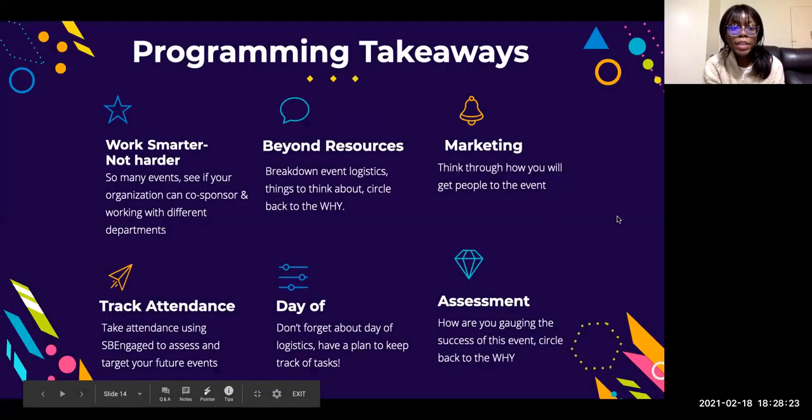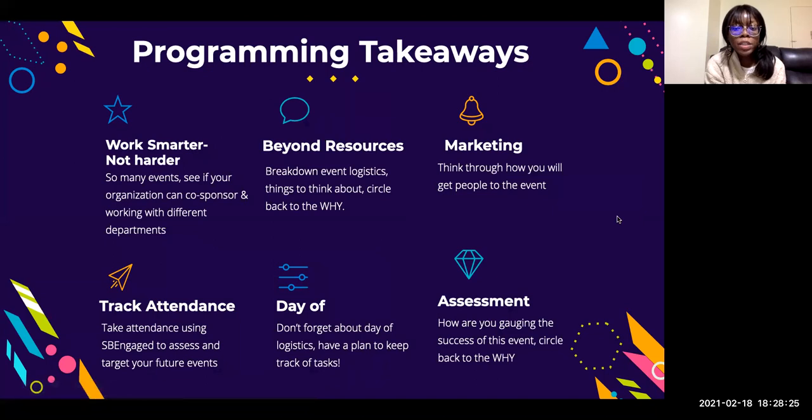So our programming takeaways. Here we just have an overview of what we just went over. Work smarter, not harder. For many events, see if your organization can co-sponsor and work with different departments. This is one thing I love. I love collaborating with other organizations on campus, seeing if they want to collaborate on an event and make it better than it can be.